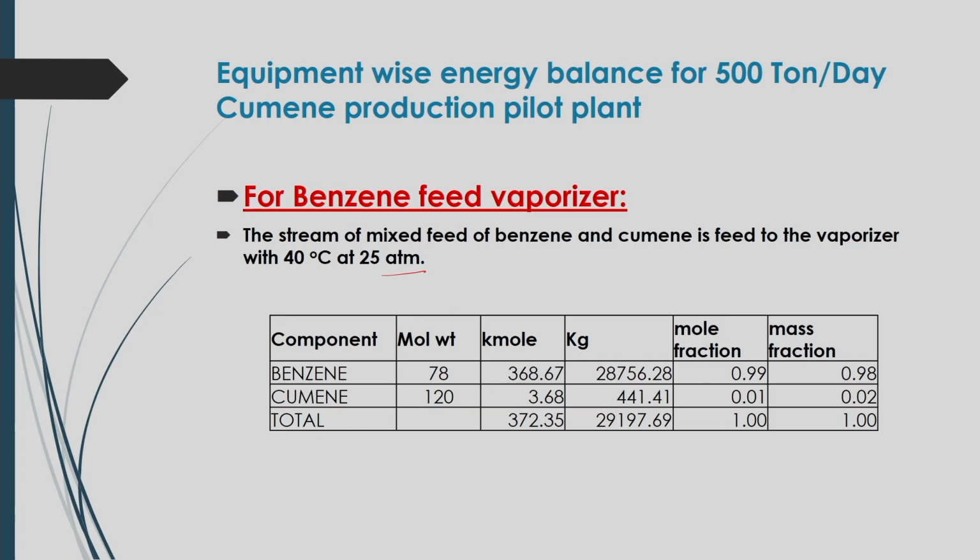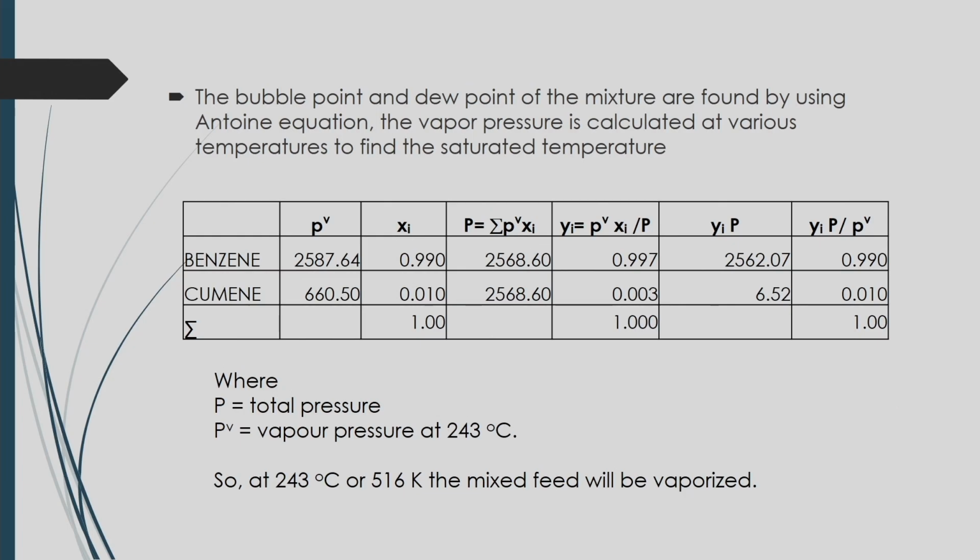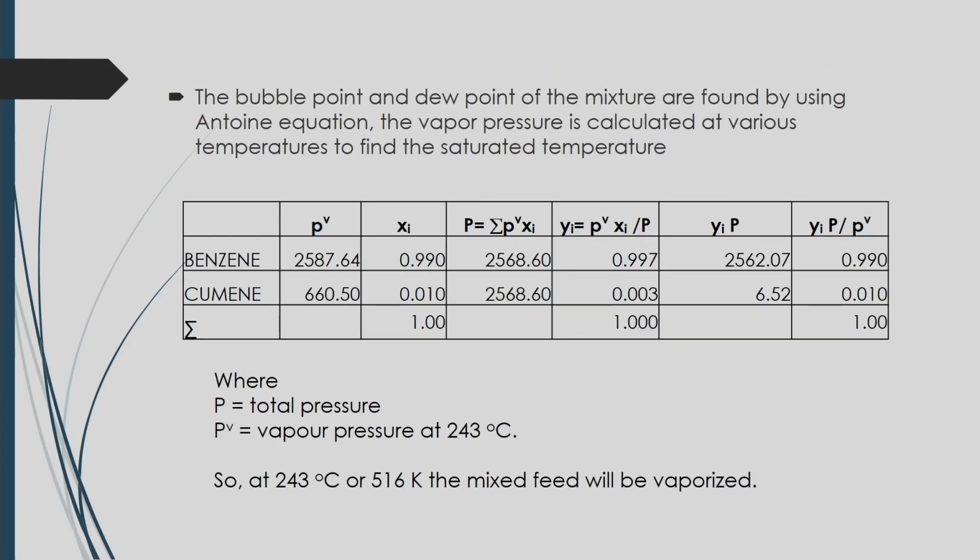So, if we do the material balance there, we have benzene at 368.67 kilomoles and cumene at 3.68 kilomoles, and the total, whereas the mole fractions of those components will be 0.99, 0.01 and 1 as a total, and similarly the mass fractions. Now, based on this you have to calculate in this vaporizer what the partial vapor pressure of those components will be in this benzene feed vessel.